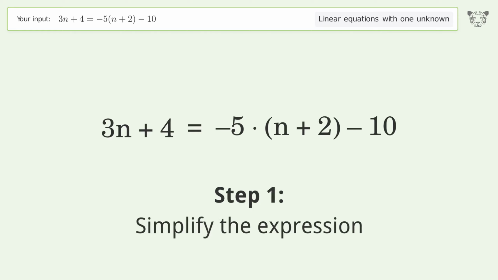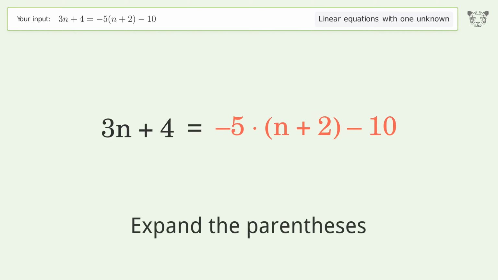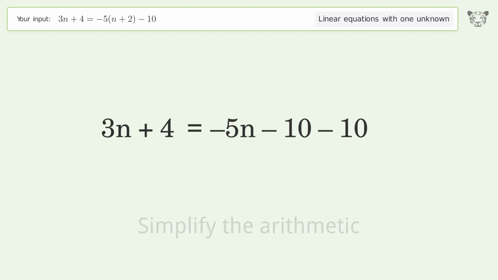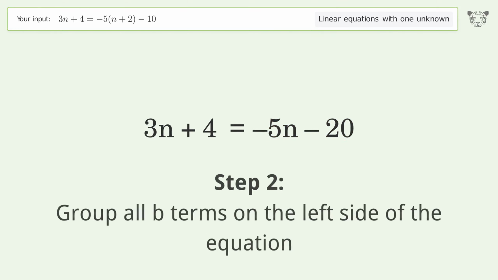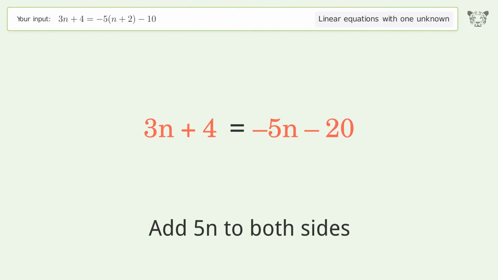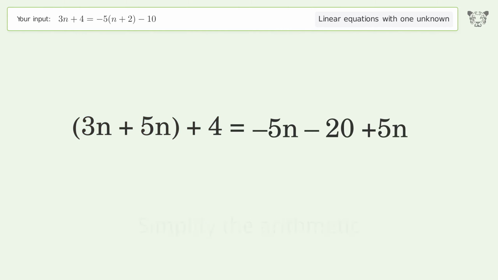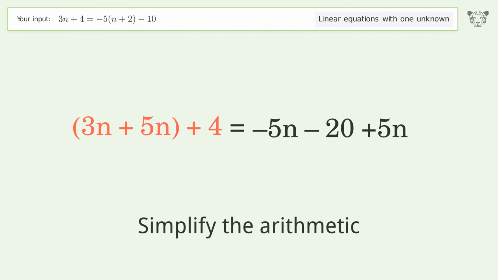Simplify the expression. Expand the parentheses. Simplify the arithmetic. Group all b terms on the left side of the equation. Add 5 into both sides. Group like terms. Simplify the arithmetic.